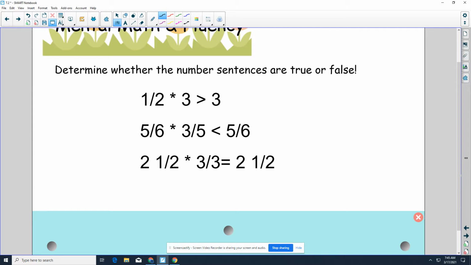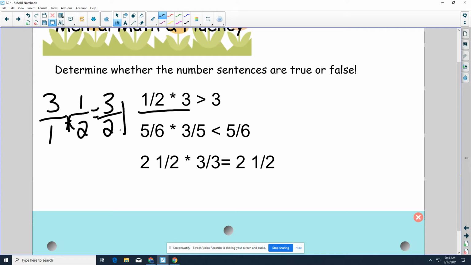I have 1/2 multiplied by 3 is greater than 3. Think about whether that's true or false. Remember, anytime you multiply a number by a fraction less than 1, it's going to be less than your original factor. So 3 times 1/2 should be less than 3. But let's test that out and see. So I multiply, and when I convert it to a mixed number, I get 1 1/2. So 1/2 times 3 is greater than 3 is false.